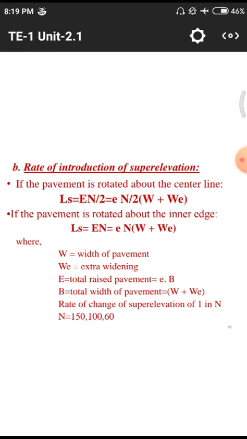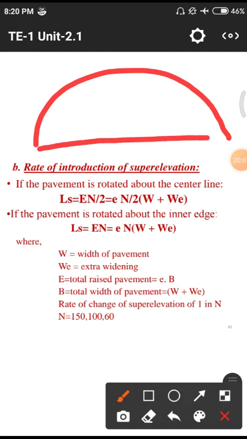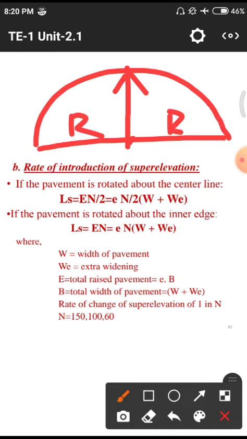Ls is the total length of the transition curve. With respect to super elevation, we are deriving this formula: E equals small en by 2 into W plus Wv. The pavement is rotated about the center line. That means the total pavement is rotated about the center line, with equal radius r on both sides, and like that we have to use the above formula.